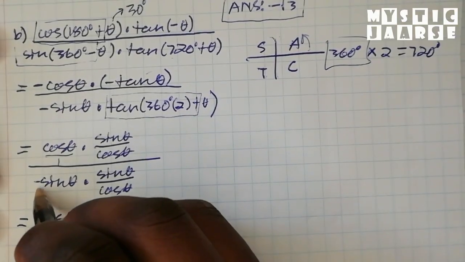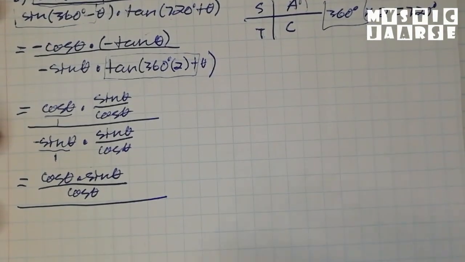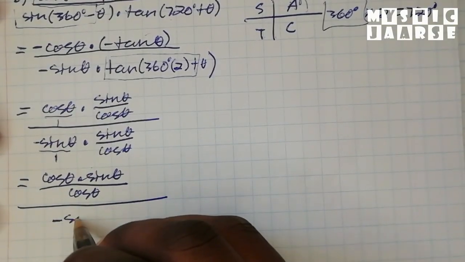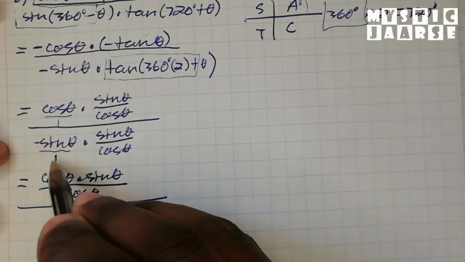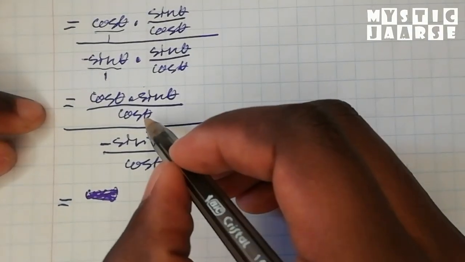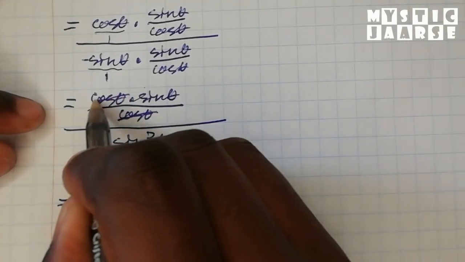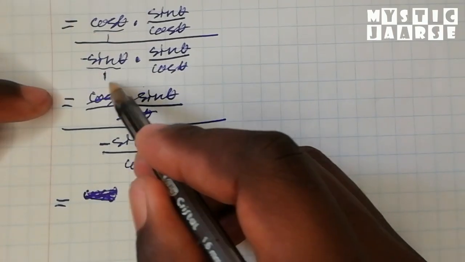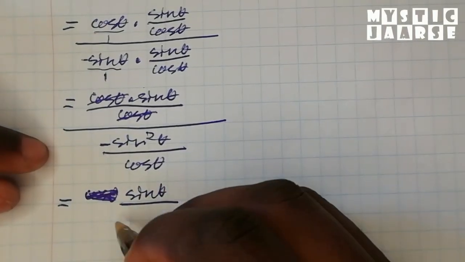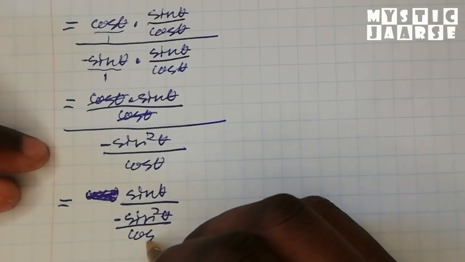In our denominator we have negative sine theta divided by 1 multiplying sine theta divided by cos theta. We will be having negative sine theta multiplying by sine theta, so we will have negative sine squared theta divided by 1 multiplied by cos theta, which is cos theta. You can see that we have cos theta times sine theta divided by cos theta. This cos is going to be divided by this cos and we will be having 1, right? And this 1 is going to multiply sine theta, so we will be having sine theta divided by negative sine squared theta divided by cos theta.